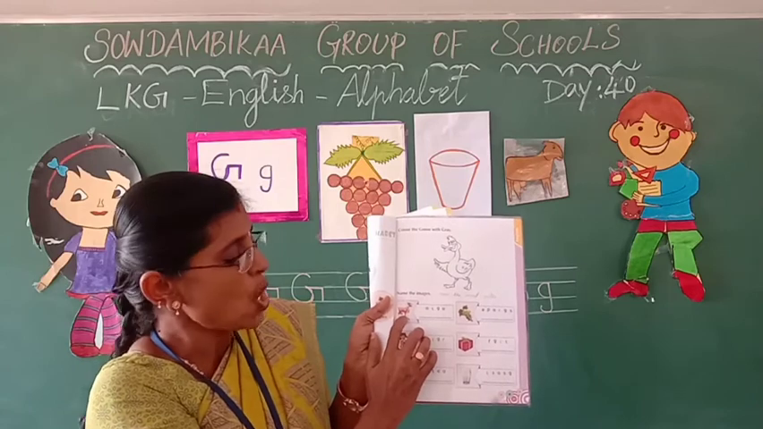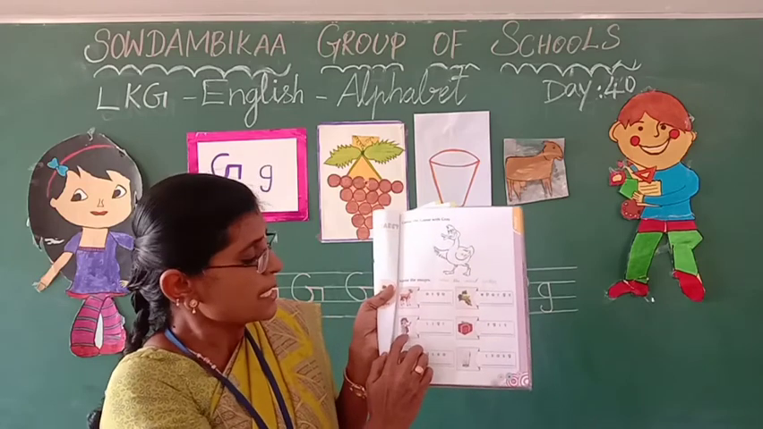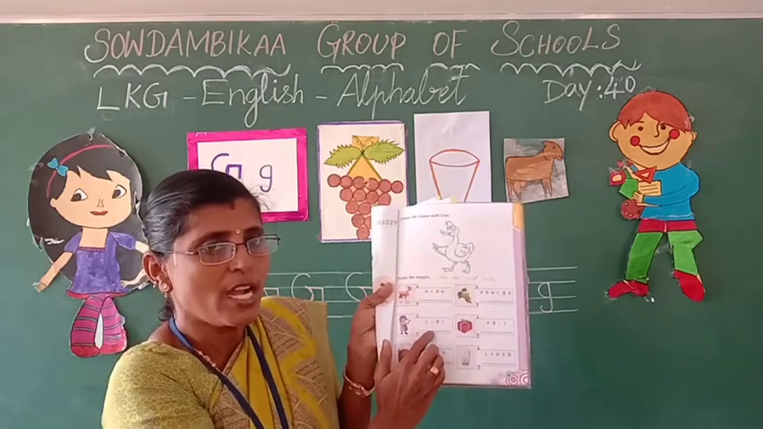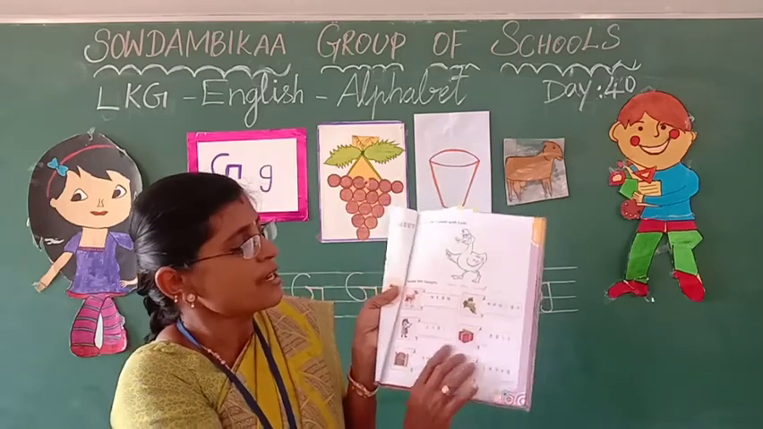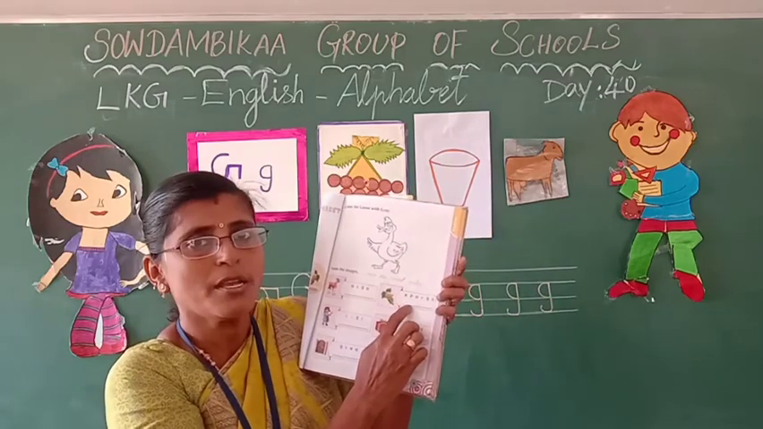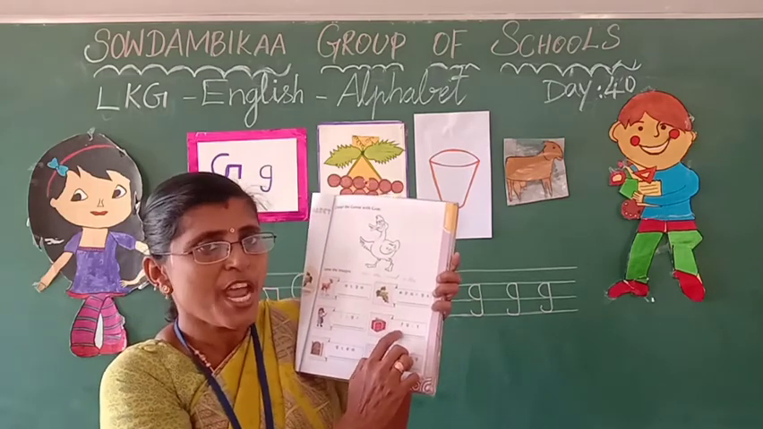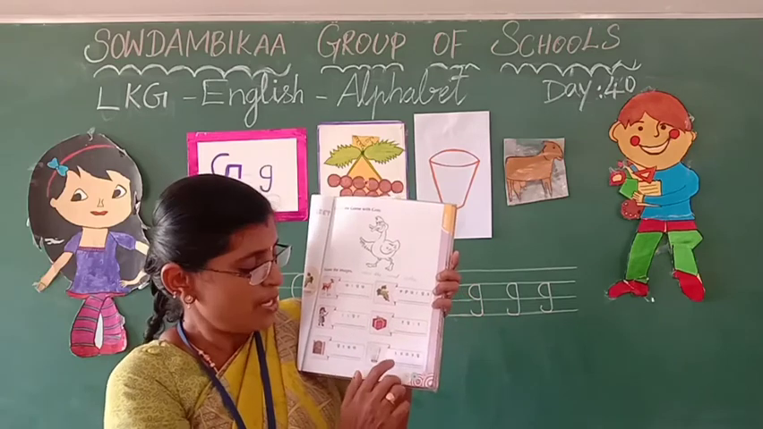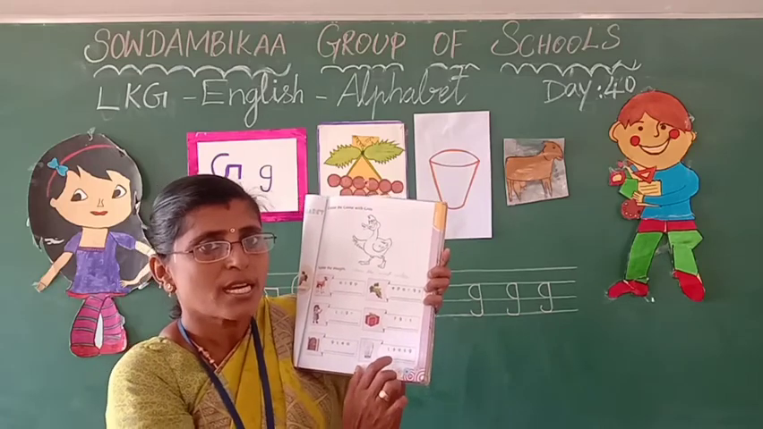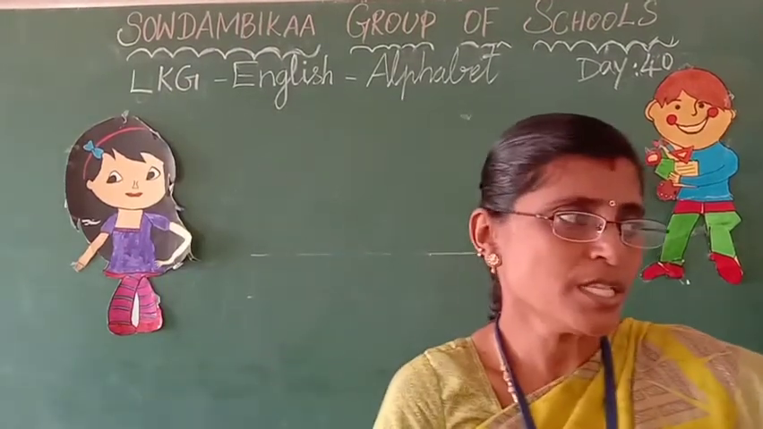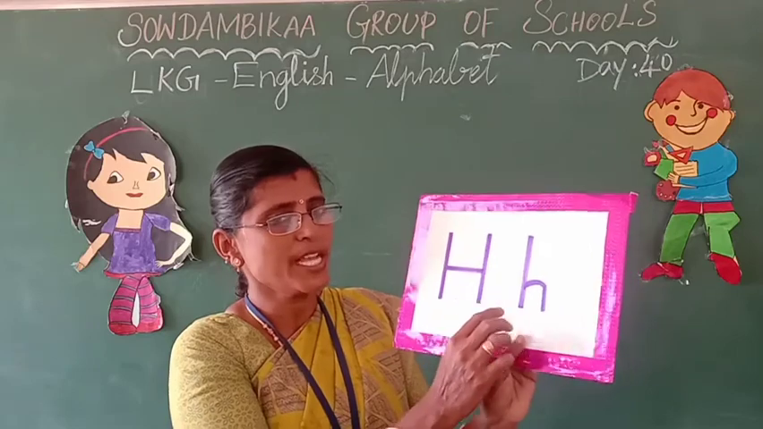What picture? Goat. The correct word: G-O-A-T. Goat. Girl. G-I-R-L. Girl. Gate. G-A-T-E. Gate. Grapes. G-R-A-P-E-S. Grapes. Gift. G-I-F-T. Gift. Glass. G-L-A-S-S. Glass.